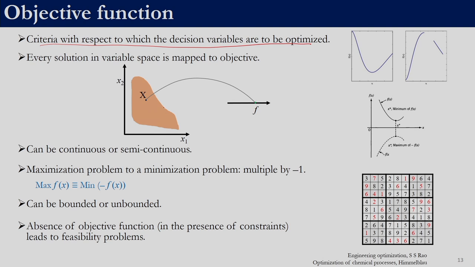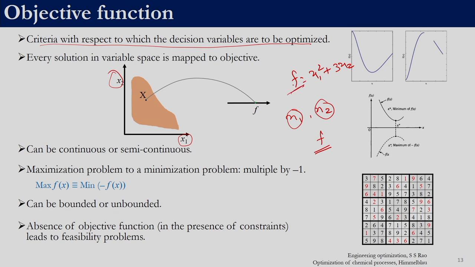So every point in the decision variable space. For example, if we have a two variable problem, x1 and x2, and let's say this portion is the feasible region, then every point in the feasible region has a particular scalar value called the objective function. For example, let us say f is equal to x1 square plus 3x2. If this is our objective function, then for any value of x1 and x2, there is a unique value of f. So x1 and x2 constitute the search space because we are looking for the optimal values for x1 and x2 in its domain. Every point over here has a corresponding scalar value for its objective function.